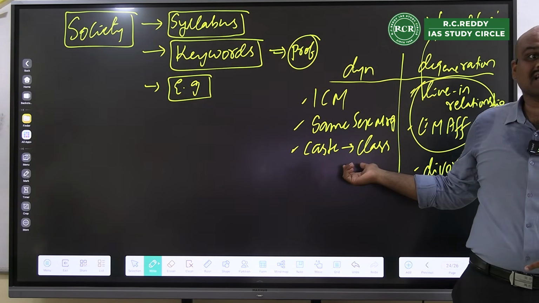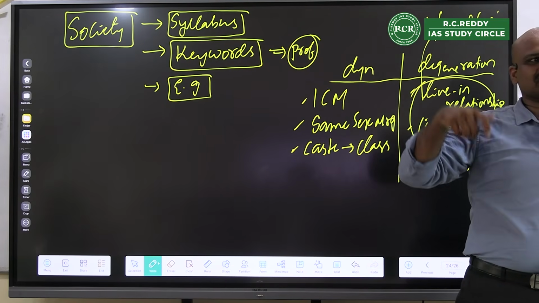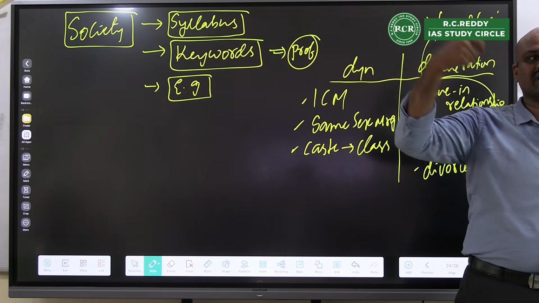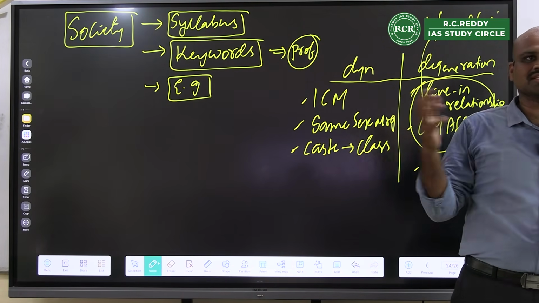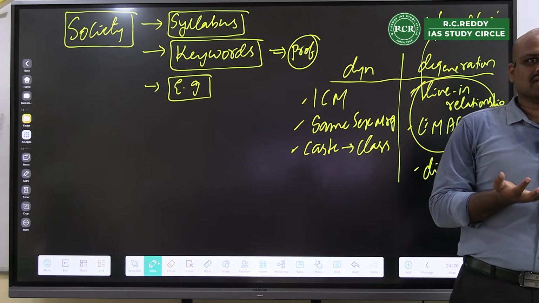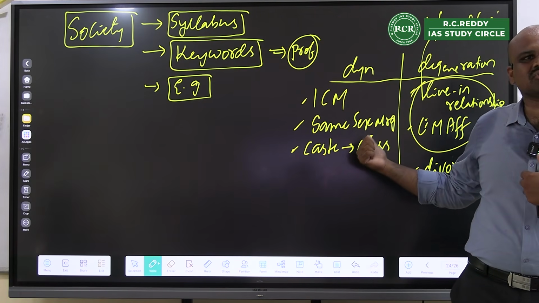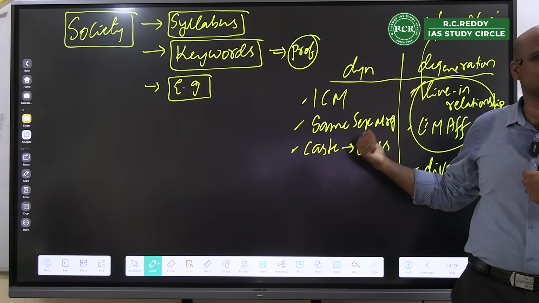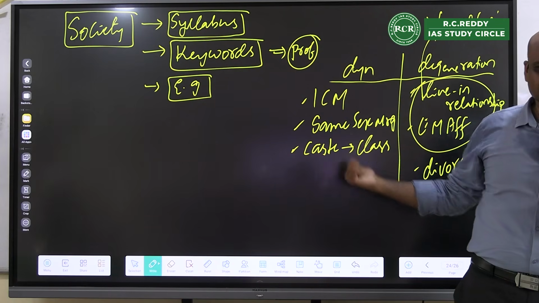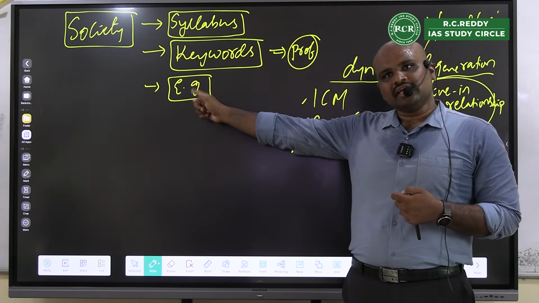Why is it class based? It is not caste based anymore. Today we are looking at the economic status, we are looking at the power status in the context of marriages. Now why am I telling you this example? Whenever I am writing society, staying close to the real-time dynamism is very, very important, and I should be able to substantiate that with necessary examples.